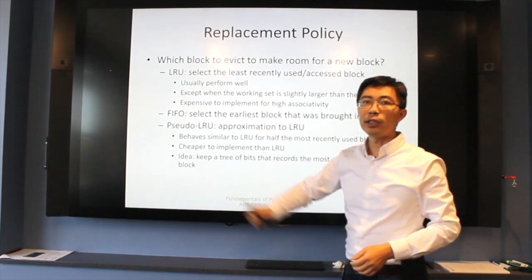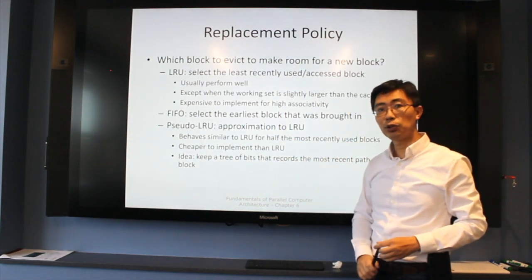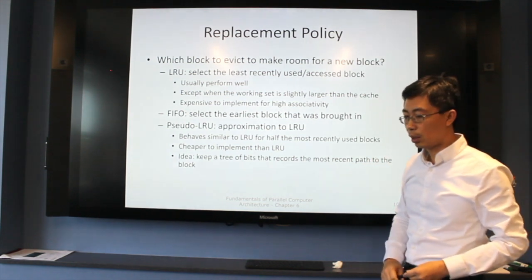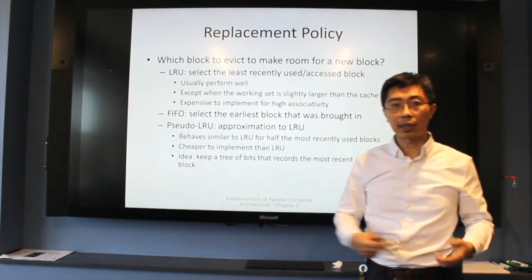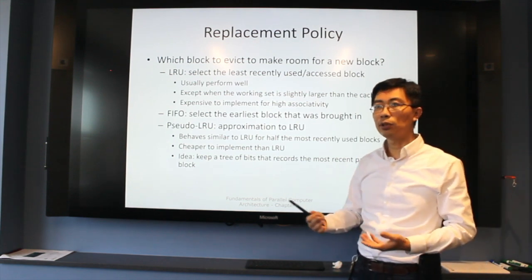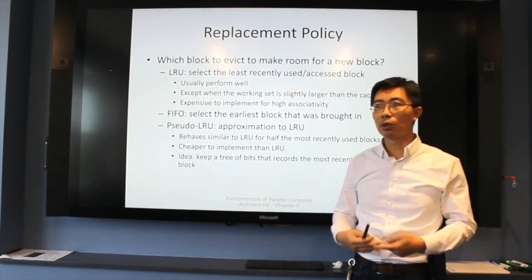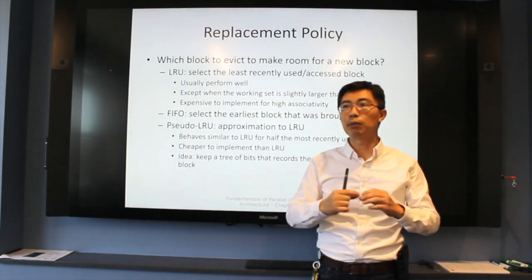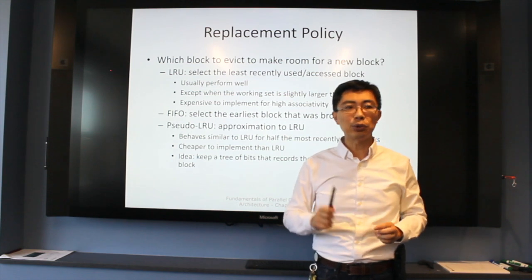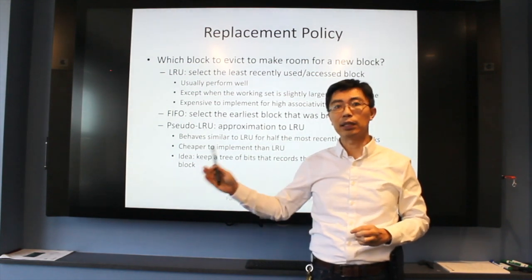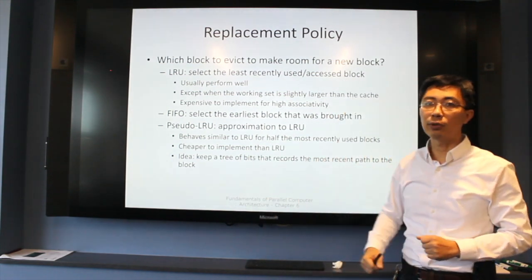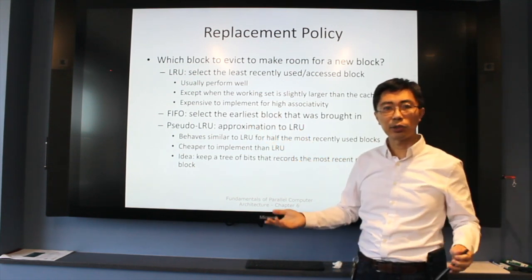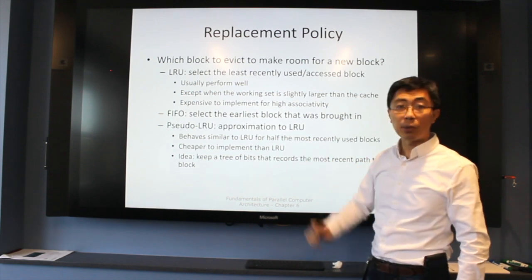So the policy that is often used, or that is often assumed, is LRU, or least recently used. Okay? So essentially it's a heuristic. It works this way: among the blocks in the set, we choose the one that was least recently used and evict that to make room for the new block. Now why does it make sense to use LRU? Well, typically it performs well.